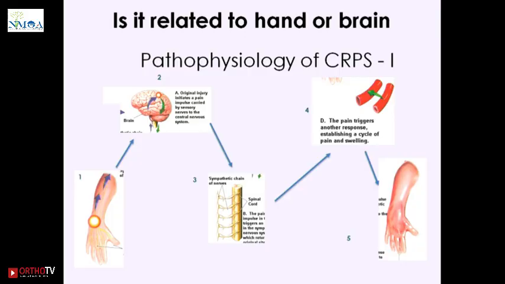Now, is it related to the hand or the brain? This is the pathophysiology of CRPS 1, wherein initially there will be injury to the hand, wrist I mean. Then the original injury initiates a pain impulse carried by sensory nerves to the central nervous system. This initiates the sympathetic chain of nerves in the spinal cord. This again triggers a pain reflex response, establishing a cycle of pain and swelling.